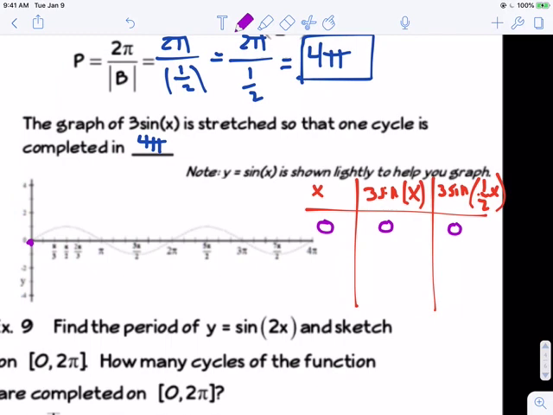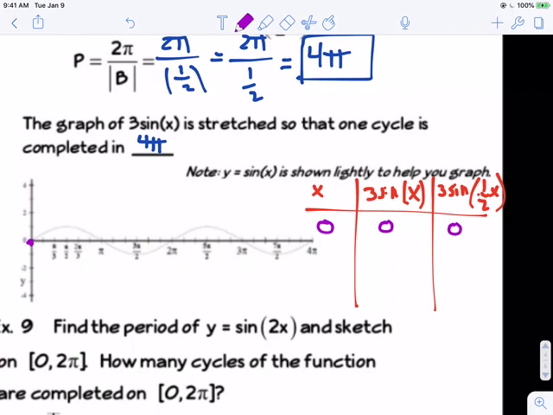How about another one that I know? Pi over 2? Yeah, I'm going to skip that because pi over 4, sine of pi over 4 is square root 2 over 2, times 3 is 3 square root 2 over 2, and that's kind of hard to graph, right? Let's graph another one. How about pi?